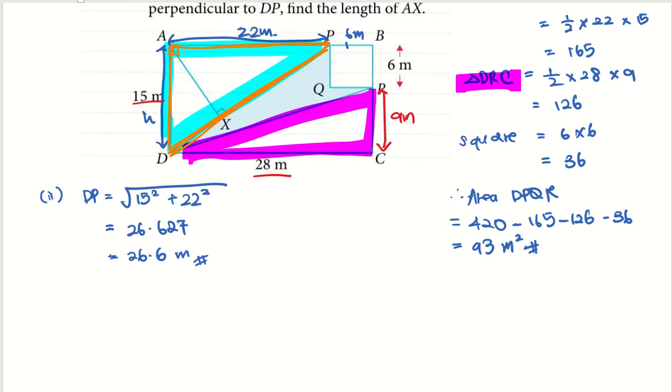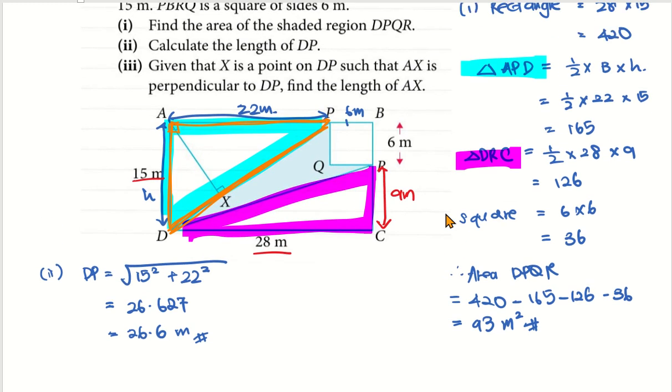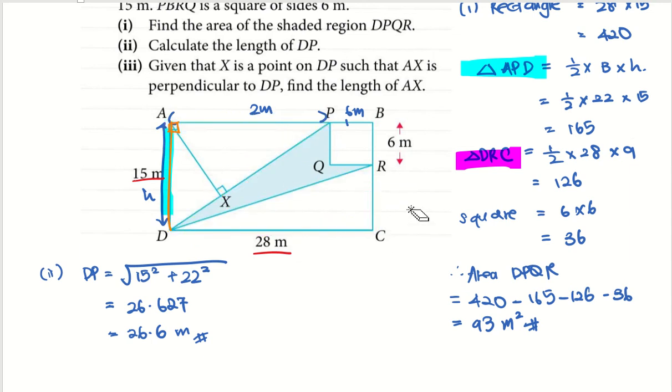With that, we take a look at the last part, part 3. Part 3 says that you have another point X which lies on the length DP such that AX is perpendicular to DP. Find the length of AX. Maybe let me erase all these markings so it's easier for you all to see. So what you need to find is this length AX over here.